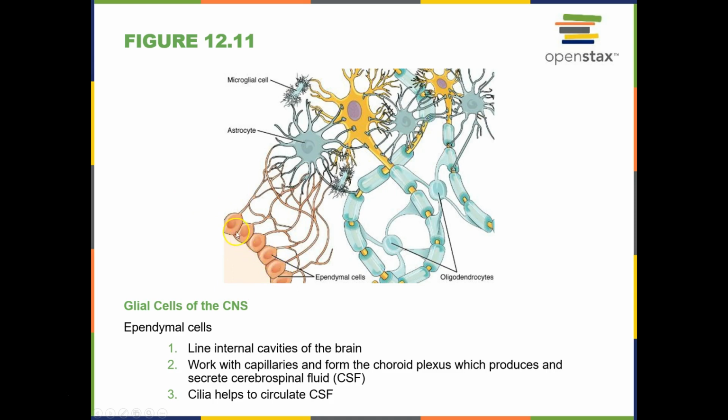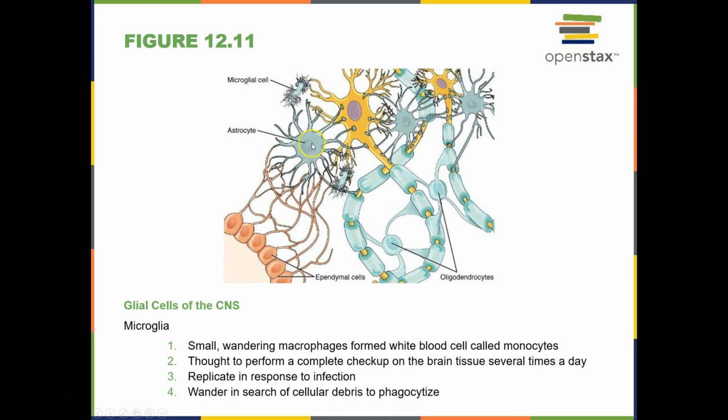Ependymal cells help in forming the choroid plexus, and the choroid plexus functions in producing cerebrospinal fluid. So ependymal cells help in producing and circulating cerebrospinal fluid, which is needed to maintain a healthy brain and spinal cord. Microglial cells are the macrophages of the nervous system, so they wander around and degrade any potential damaged material and damaging agents like pathogens. Keep us healthy.